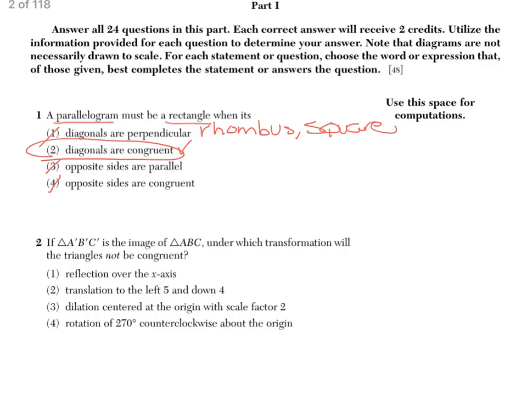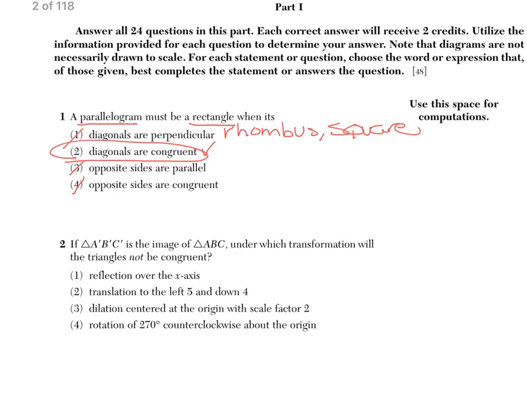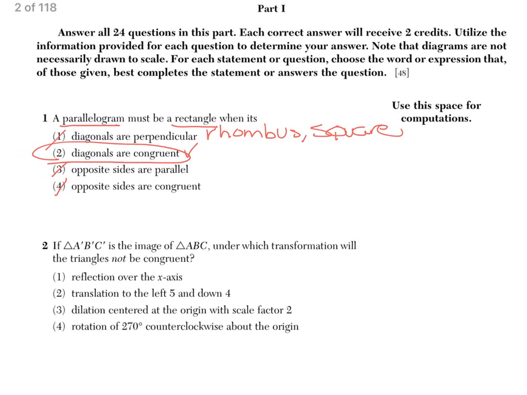Number 2, if triangle A prime B prime C prime is the image of triangle ABC, under which transformation will the triangles not be congruent? So the only time figures would not be congruent is if a non-rigid motion transformation took place, and a non-rigid transformation is a dilation. That would be choice 3. A reflection is a rigid motion, a translation is a rigid motion, and so is a rotation. So they would all create congruent figures.